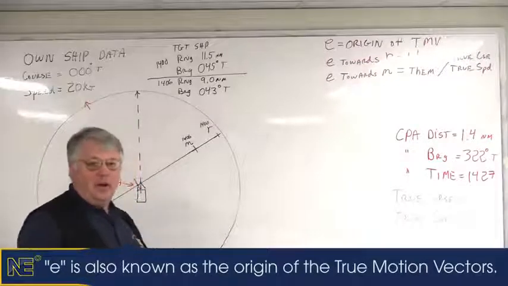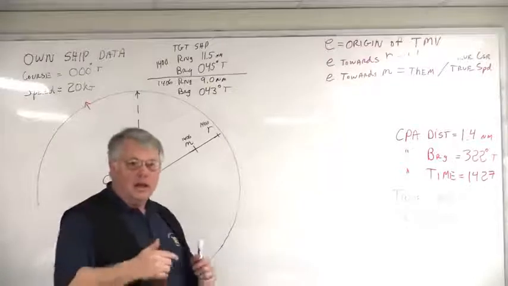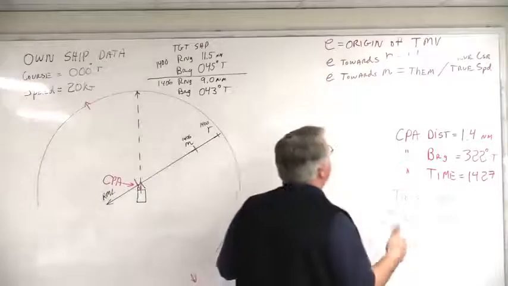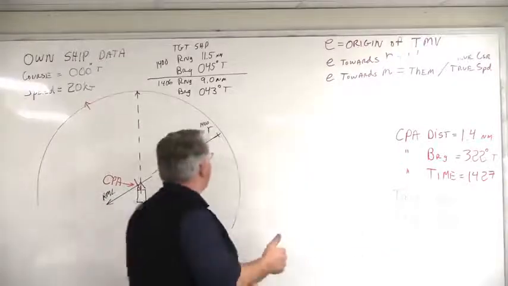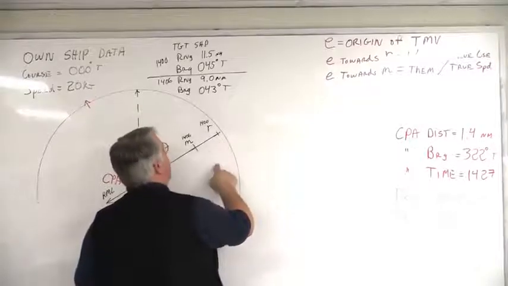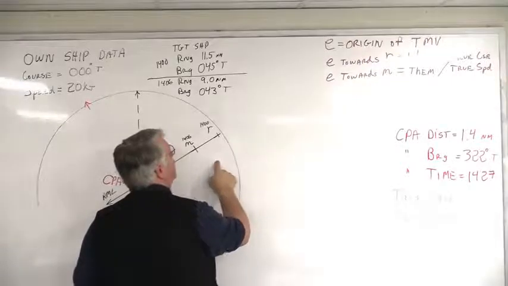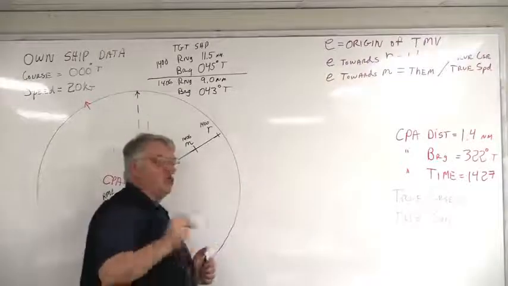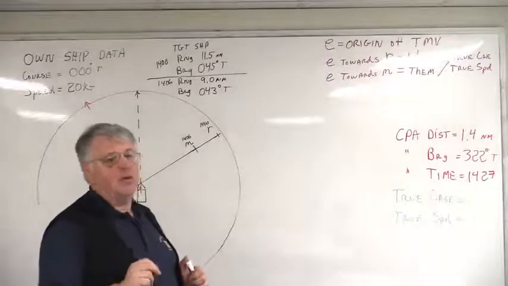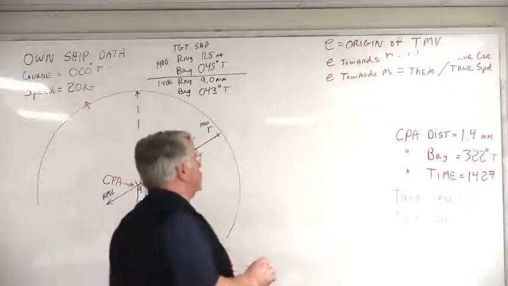Just like when you were in high school, when you did X and Y axis, or you did mathematical problems that had to do with vectors in geometry, it's the same thing. When we actually draw on the paper, any line that leaves the other corner of the triangle, E, those are true motion vectors. It's the true motion of the target ship and the true motion of our ship. Okay? So that's very important to remember, that it's a true motion.